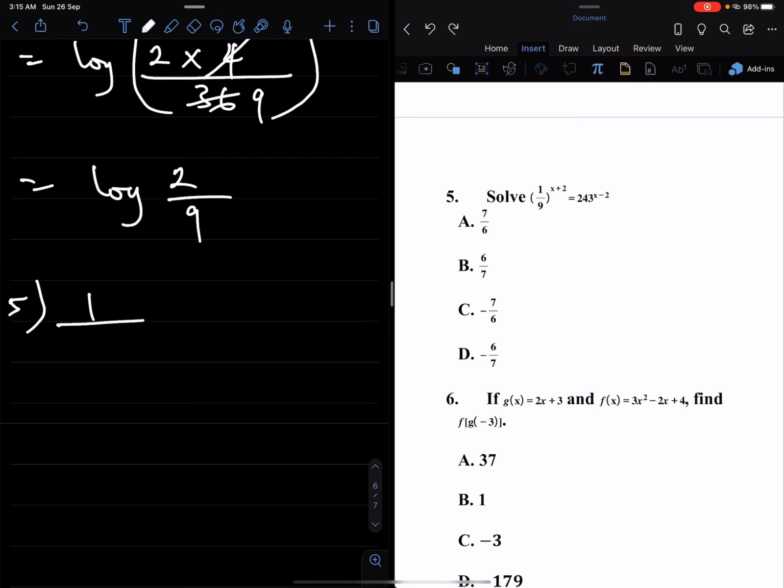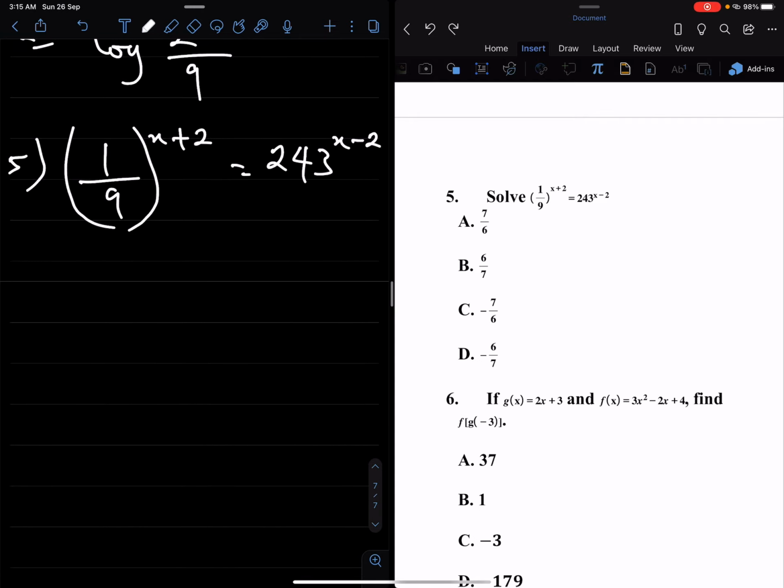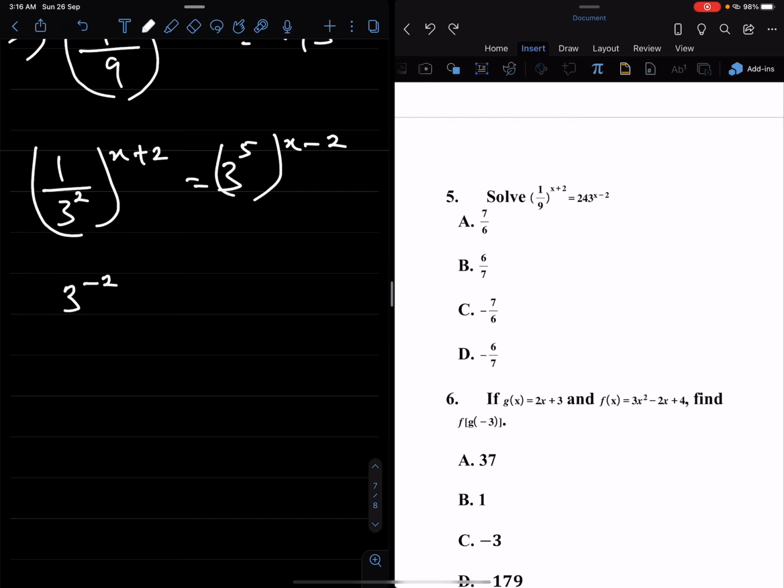Solve 1 over 9 raised to power x plus 2 equals 243 raised to power x minus 2. Here we can write both 1 over 9 and 243 as powers of 3. And that simply means 1 over 9 is 3 raised to power minus 2, raised to power x plus 2, equals 243, which is the same as 3 raised to power 5, raised to power x minus 2.